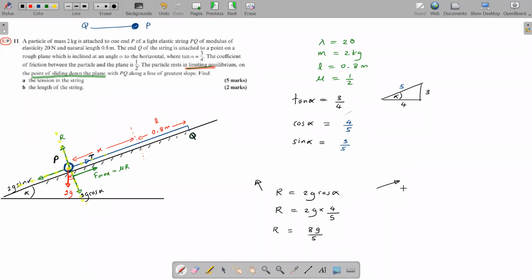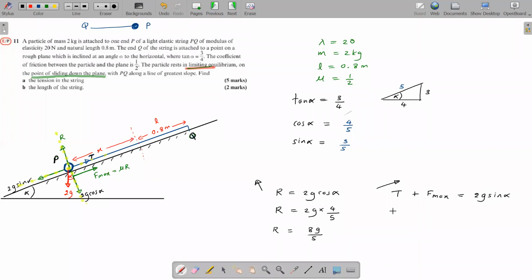Then shall we consider equilibrium along the plane? Along the plane, what do we have? Tension upwards, and F max, the friction. F max, not just friction, but the maximum friction, because it's in limiting equilibrium. Tension plus F max upwards must balance out with 2g sin alpha.